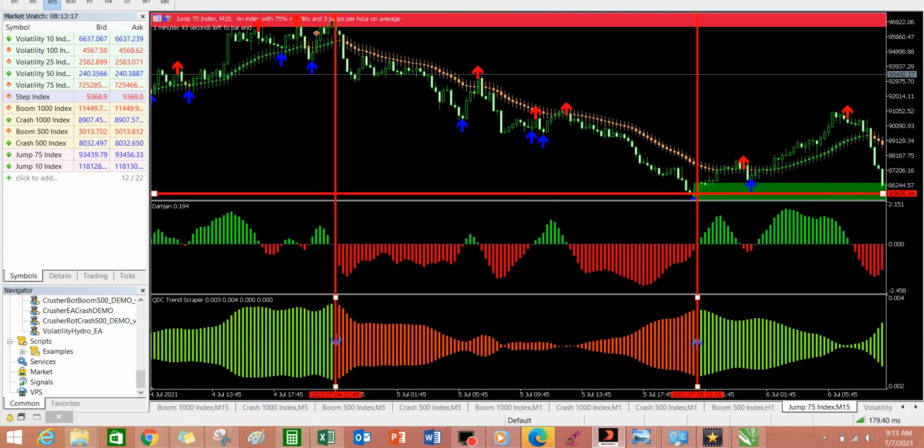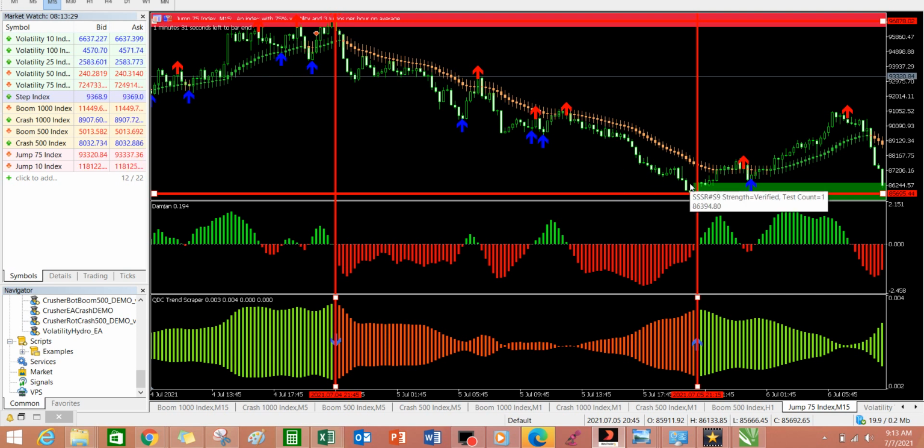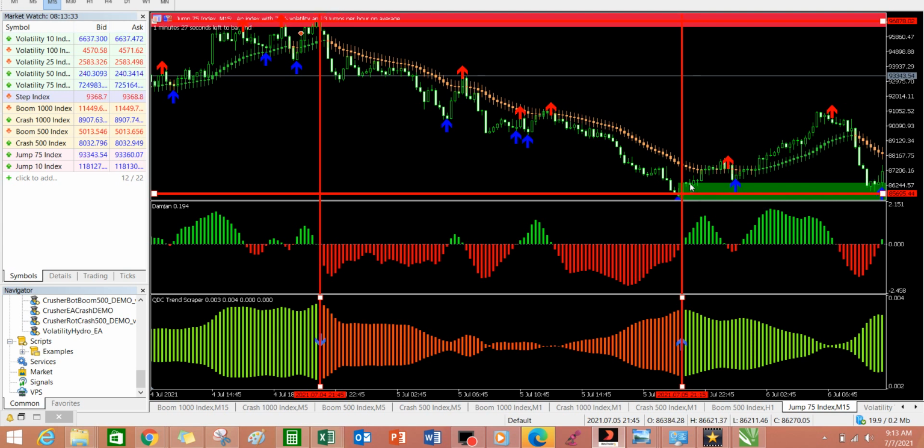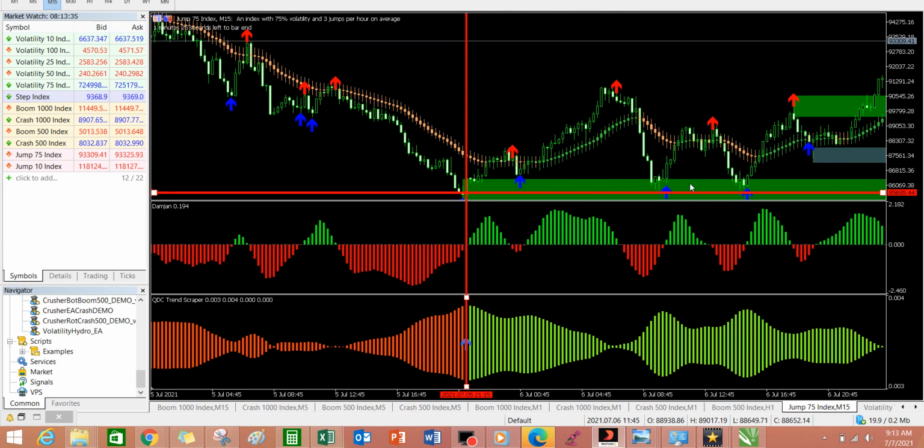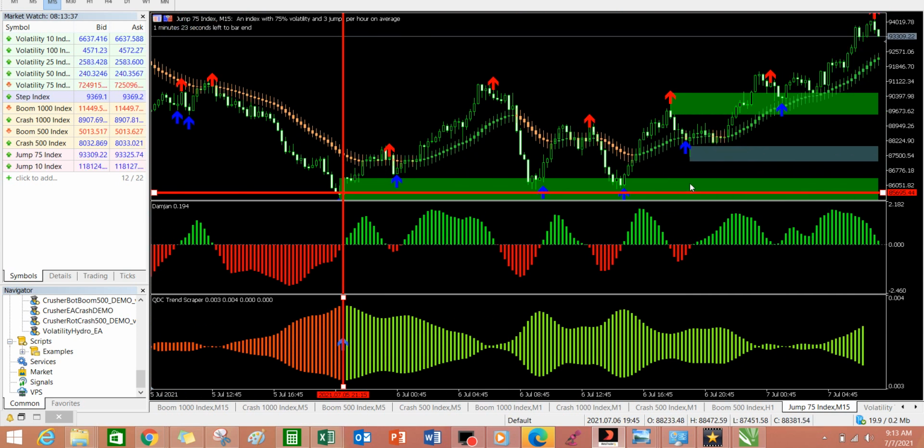The same thing is applicable if we had come for a sell right here. We would have been in huge profit. We would have closed this downtrend in huge profit. So you can easily follow this trend and make good money for yourself at the end of the day, and the good aspect of it is it's going to go for a very, very long time.